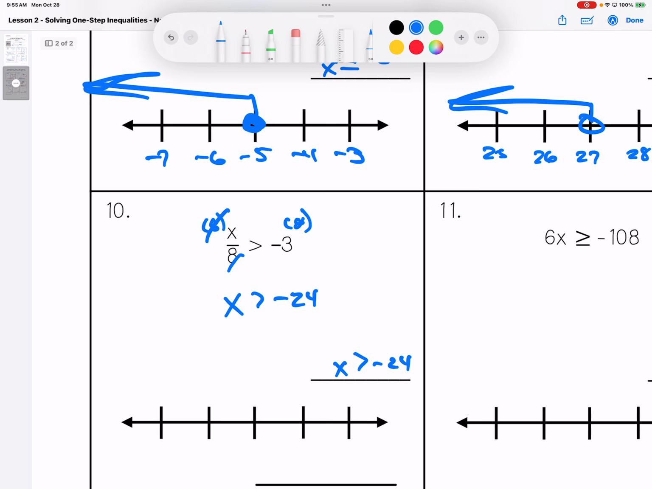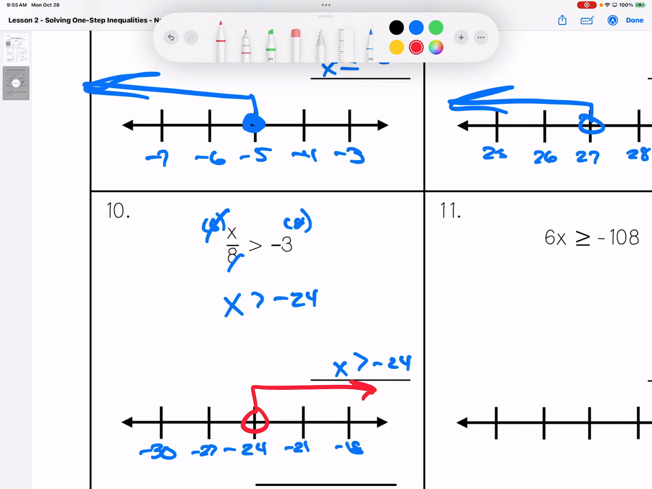So let's go ahead and graph that. I'm counting by threes this time. You know why I am? Because I can. All right. It's going to be an open dot on negative 24, and it's going to go greater than, so it's going to go to the right.